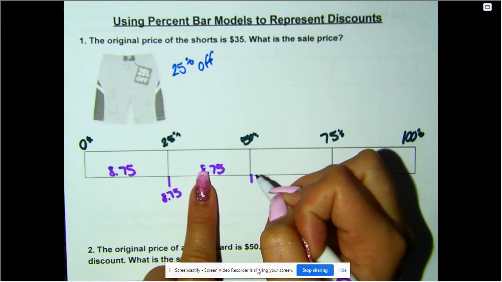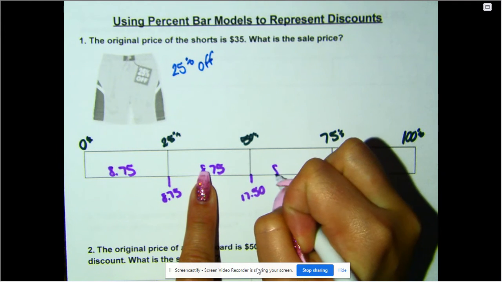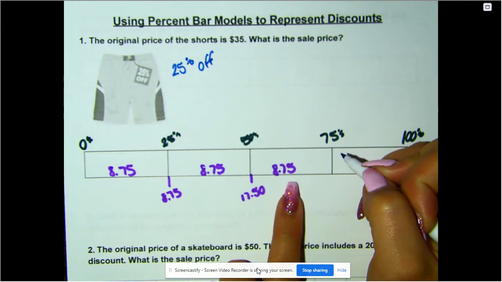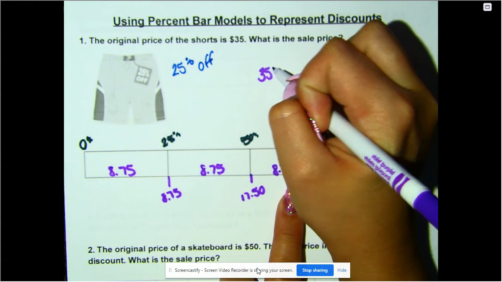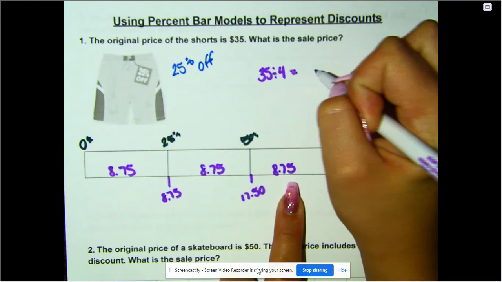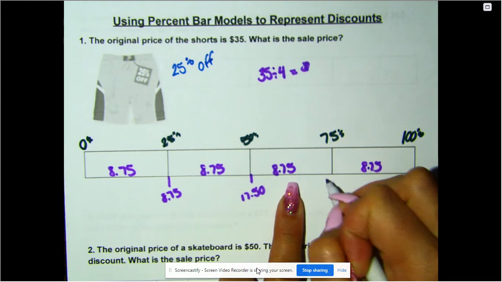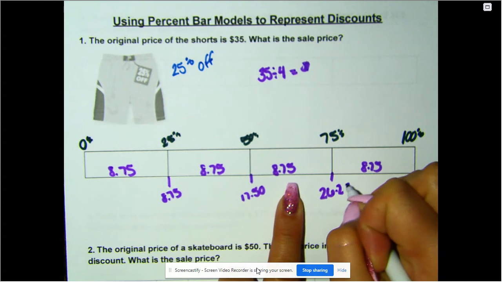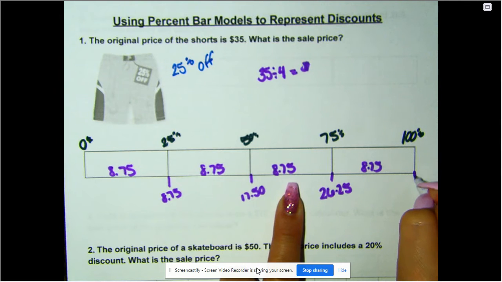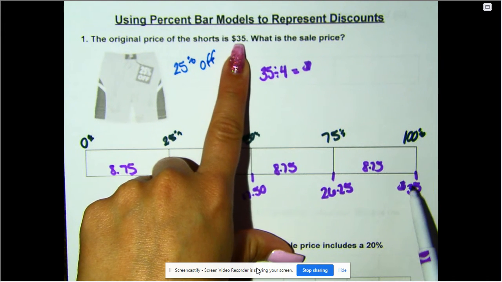If I add those two together, my next value is $17.50. Again, I took the $35 and divided it by 4 because I have 4 sections, to get my price for each section. If I add it a third time, I get $26.25. And when I added it that 4th time, I got my total, which makes sense because that's how much it costs. So 100% would be $35.